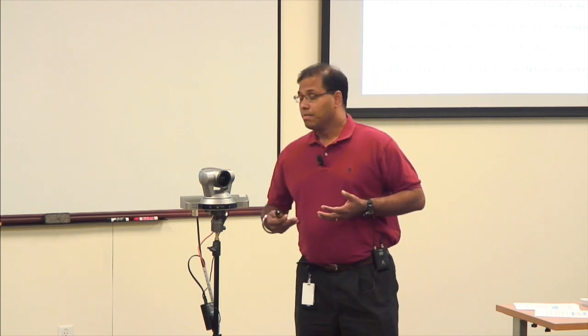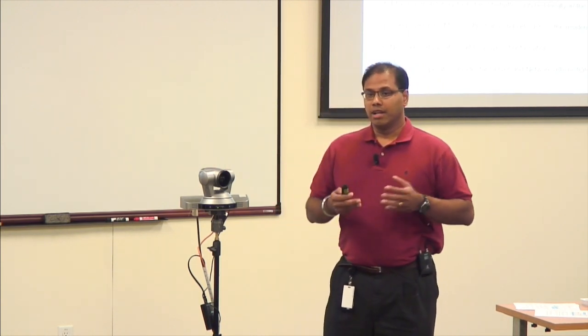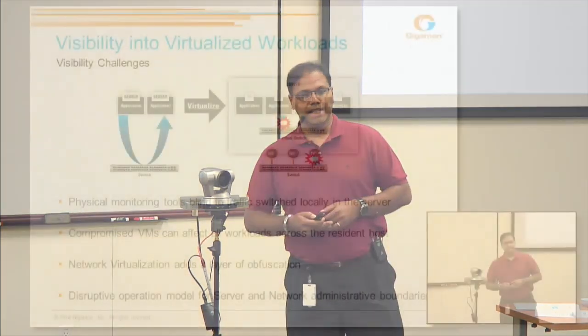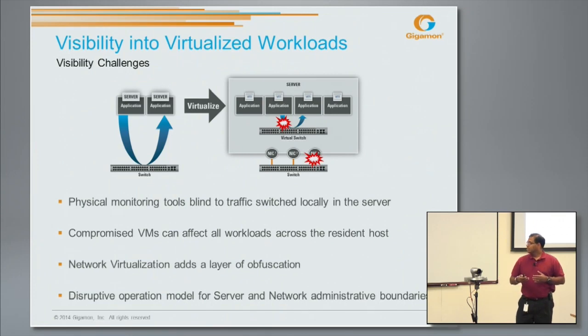A compromised VM, malware, whatever it is, could affect, and as the VMs migrate, could affect both the servers as well as the application. And network virtualization itself adds a layer of obfuscation. So how do you get visibility into the VXLAN traffic, if you will, as well? And then the operational model between the server and network admins, how do you help them? So this is obviously very useful for the overlay portion.